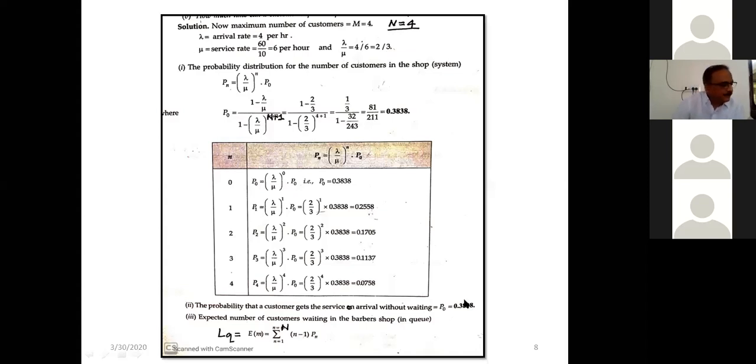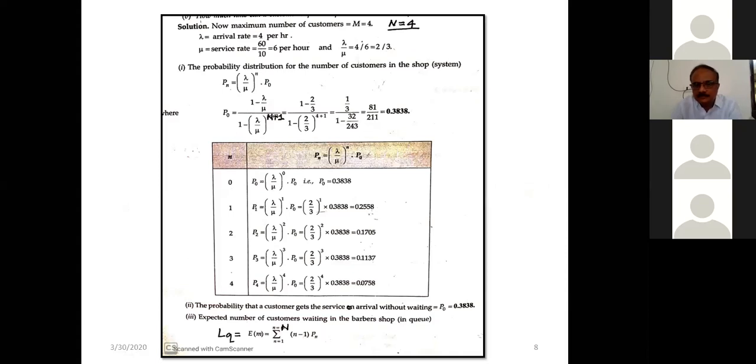The next question is, what is the expected number of customers waiting in the barber shop? We are talking only about the customers who are waiting, and waiting means we want to find the queue length. So LQ, for which the formula is known to us, is the summation from n equals 1 to N of (n minus 1) into Pn. Let's see how to calculate that.